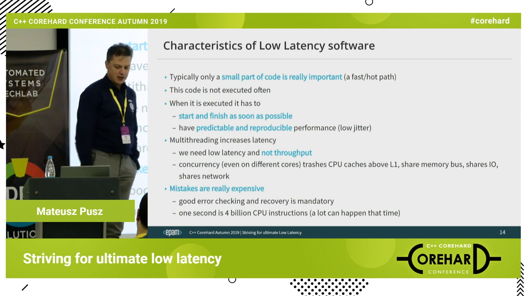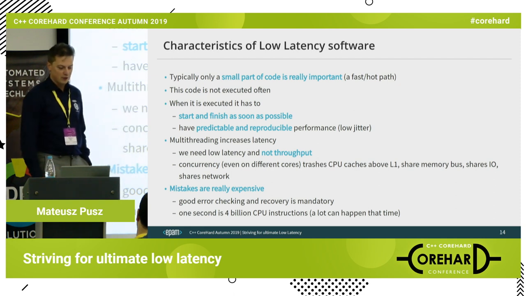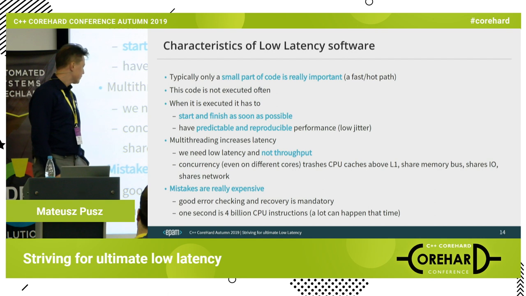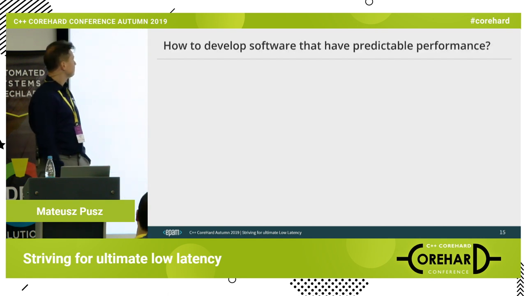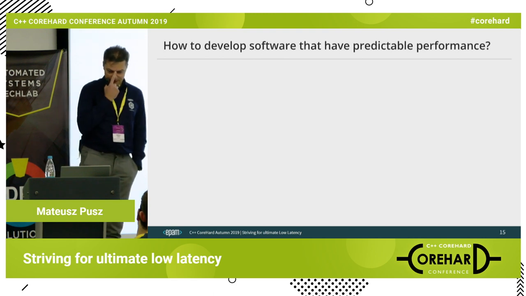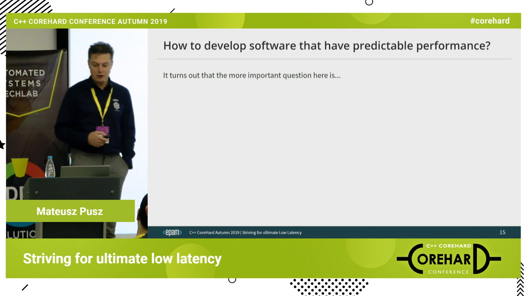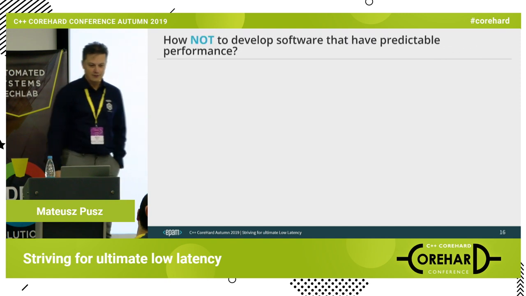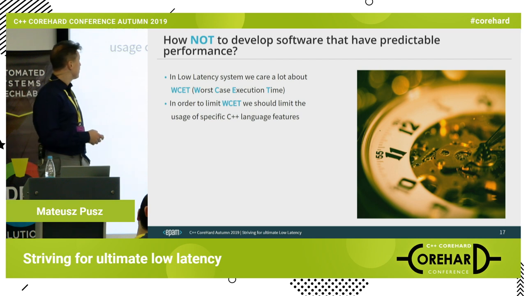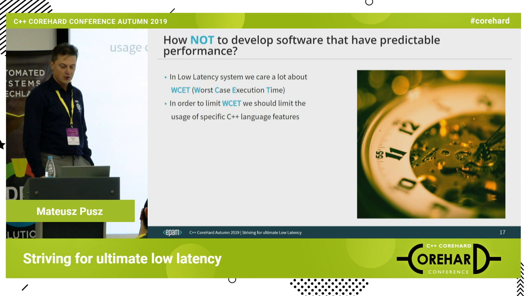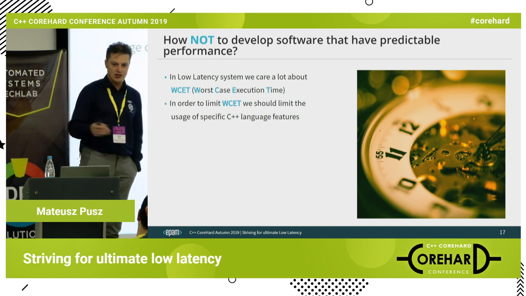And as you've seen on the previous slides, mistakes are really expensive. You have to make sure that you have good procedures, good error testing, good unit testing of your code. A lot of people ask me, because I'm also a trainer, how to develop software that has predictable performance. But it turns out that the more important question is not how to develop it, but how not to develop it. In low latency, we care about worst case execution time. So we are not measuring the average, or the fastest possible solution. We are measuring the worst one to make sure that the jitter is as small as possible.